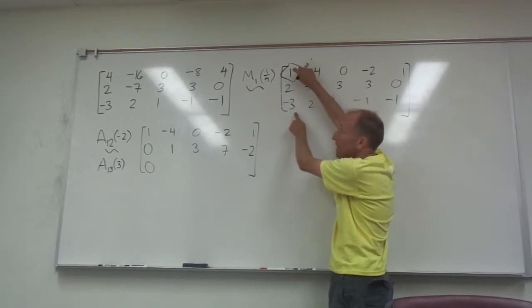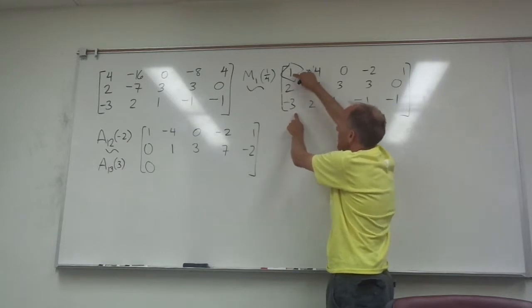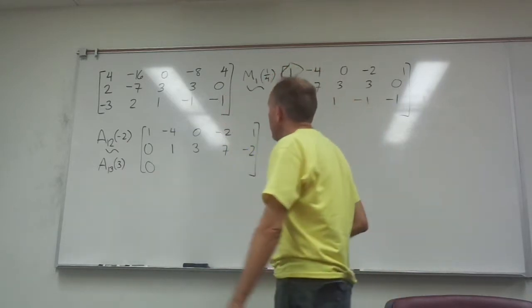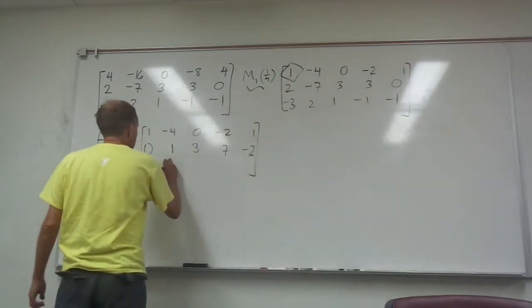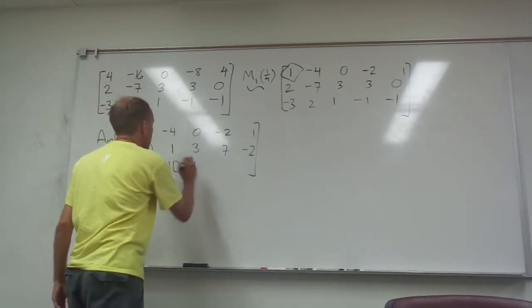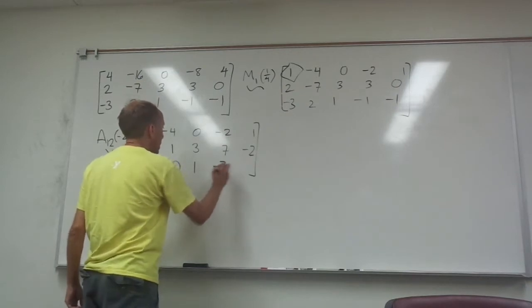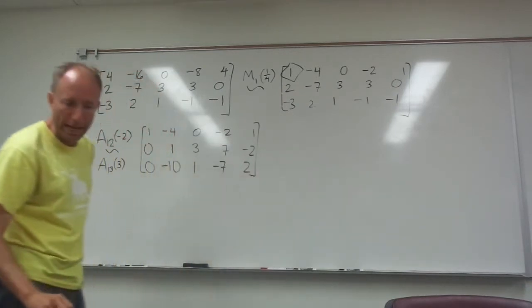If I take 3 times the first one, I'll get something I can add to -3 and end up with 0. Okay? So I'm going to take 3 times everything I see on the top row, and I'm now going to add that to the last row. Okay? So I'll get 0, -10, 1, -7, and 2. Something like that.